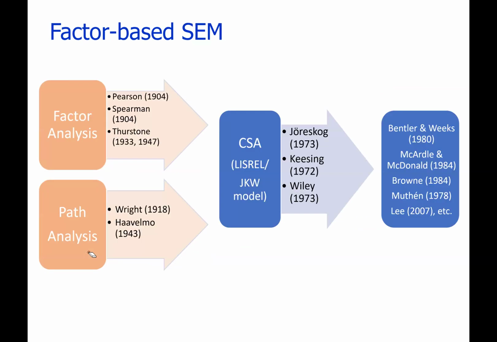This is a very brief history of these two domains of SEM. Factor-based SEM, as I said, combined factor analysis by Pearson, Spearman, or Thurstone with path analysis into a single framework in the early 70s by Dr. Jöreskog and other scholars. Their approach is called CSA, or covariance structure analysis. Since then, there has been a remarkable number of applications of factor-based SEM, as well as lots of technical extensions of it.